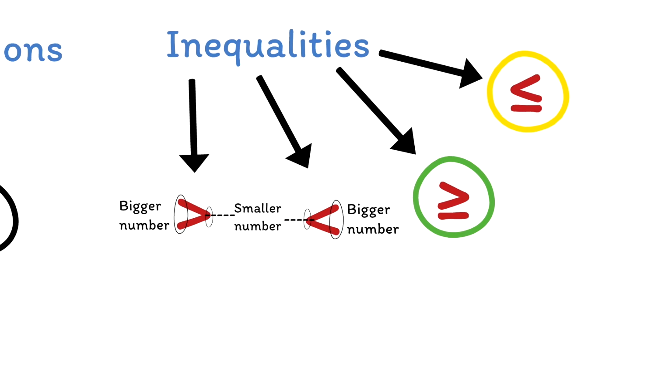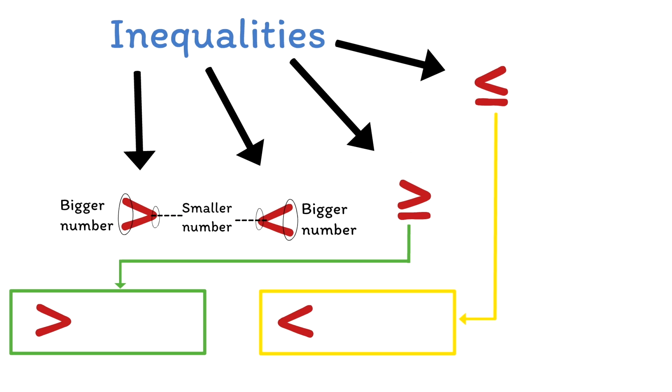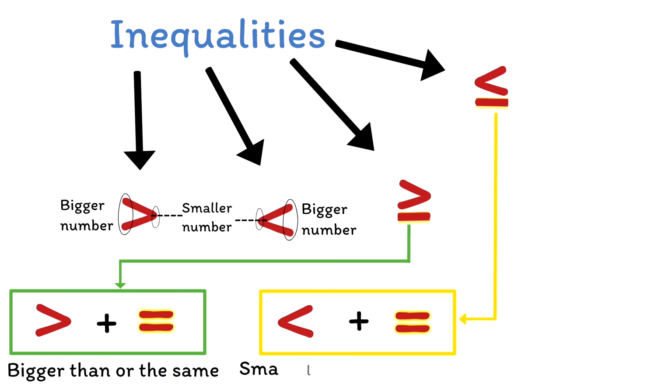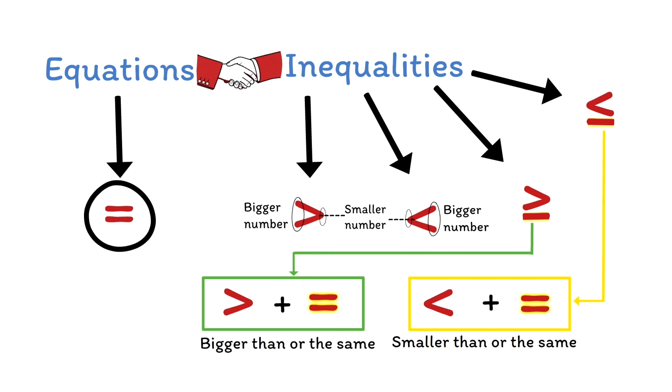Each symbol combines the greater than or less than with an equal sign, shown by the line underneath the symbol. This line indicates that the symbols include values that are bigger than or exactly the same and smaller than or exactly the same, respectively. Once you understand all these symbols, solving inequalities works a lot like solving equations. So let's look at some examples.